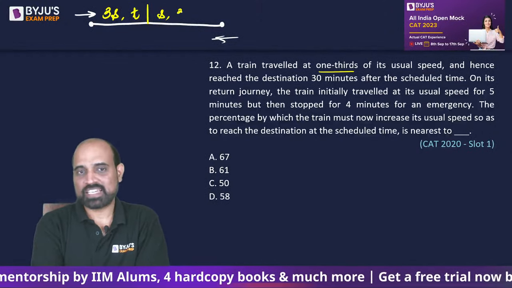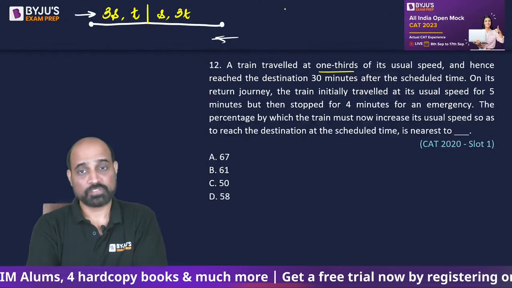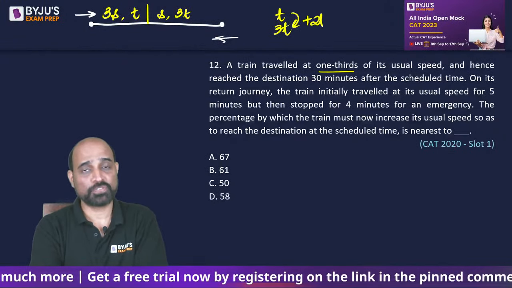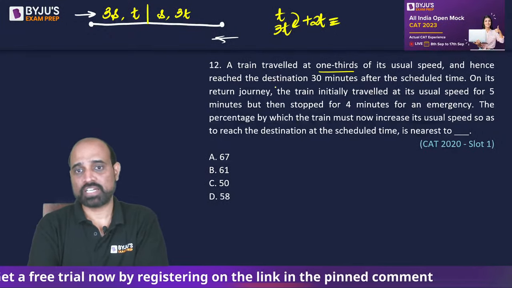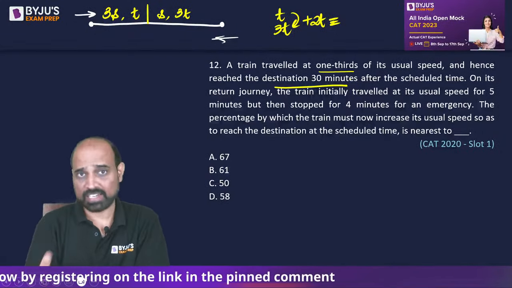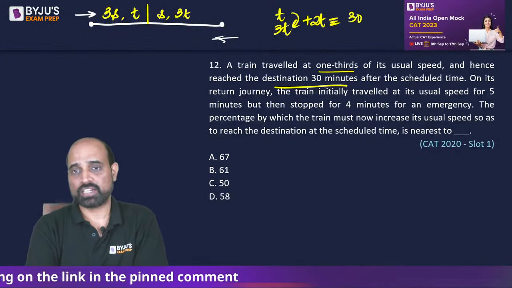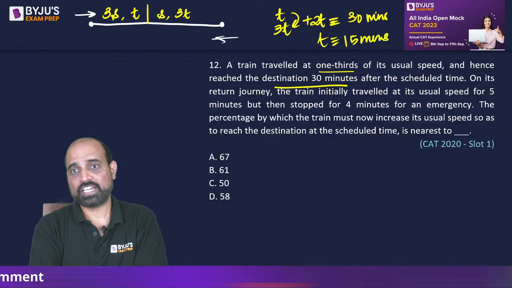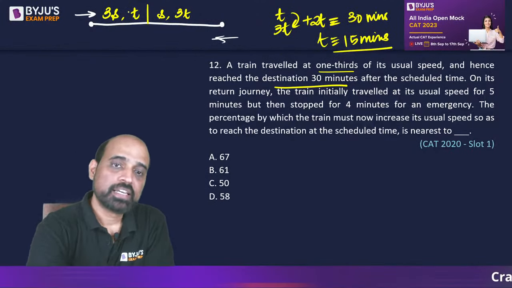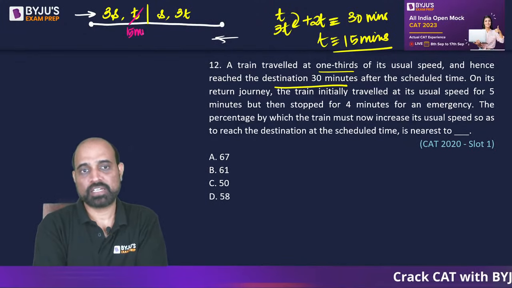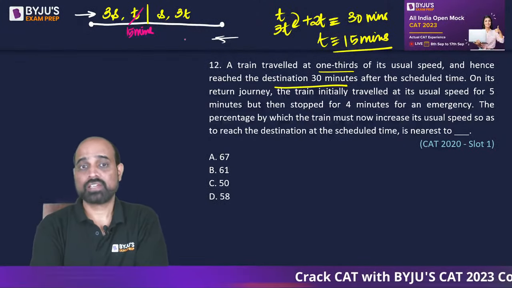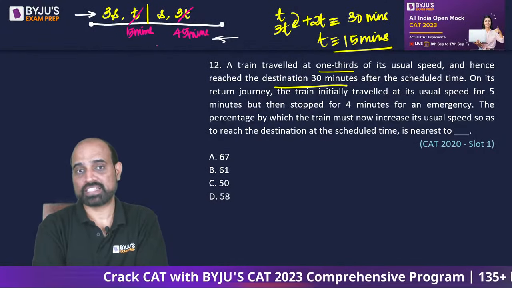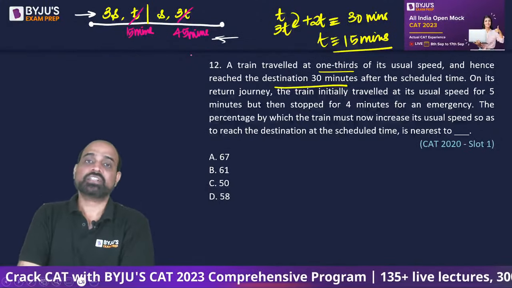So if he travels at speed s, the time will become 3t, which means he used to take t, now he takes 3t. So this is an increase of 2t time, and that increase of 2t is given as 30 minutes, because of which he got delayed. So that means t turns out to be 15 minutes. It means earlier this train used to cover the distance in 15 minutes. This day the train took 3t, which is 45 minutes, that is 30 minutes more.